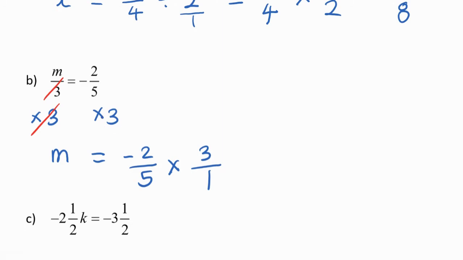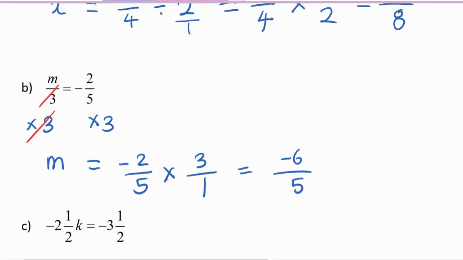All right, now negative 2 times 3, negative 6. 5 times 1, which is 5. And the answer is negative 6 over 5. Or if you change this to a mixed number, it will be negative 1 and 1 over 5.